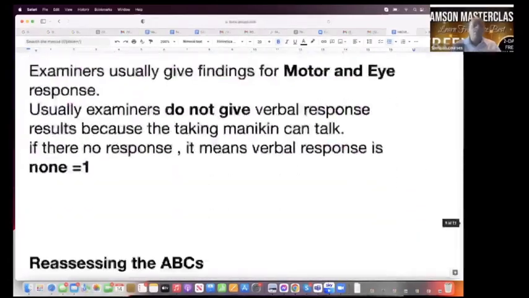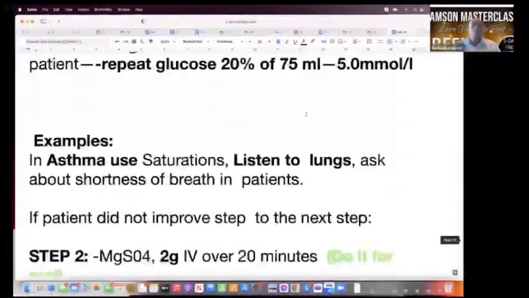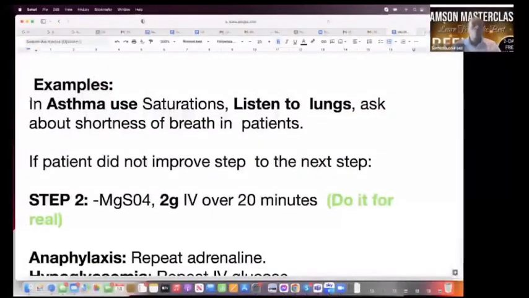So let's look at an asthma situation. We will have to look at the saturations. Okay, Mr. Brown, let me have a look. So your saturations are still low. Yeah, it's 92%. Okay. Are you still short of breath? Doctor, I can't breathe. I can't breathe. Please help me. So symptom-wise, he still has shortness of breath.